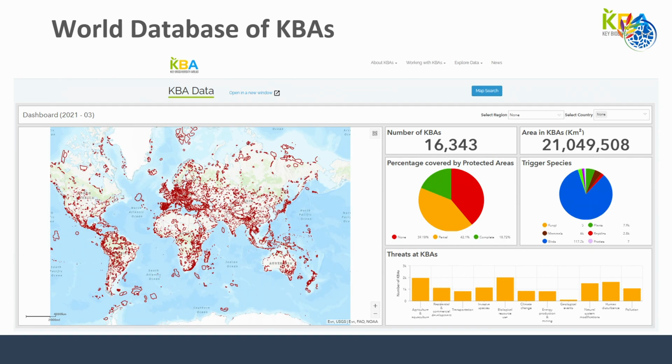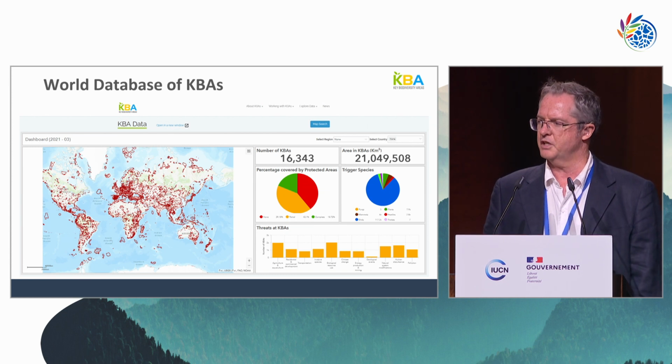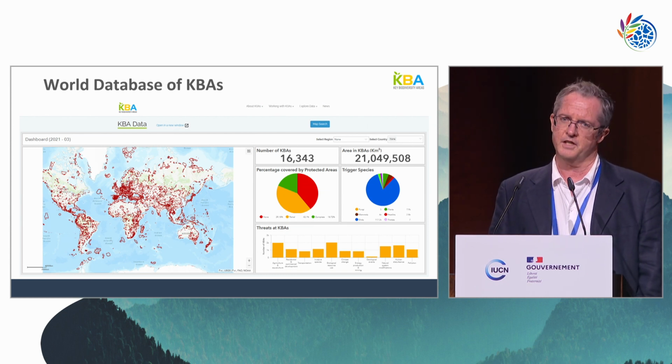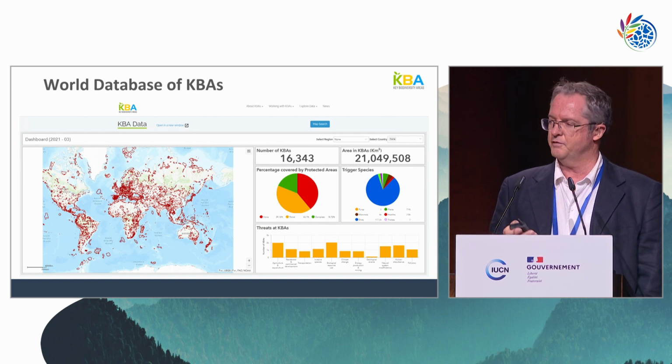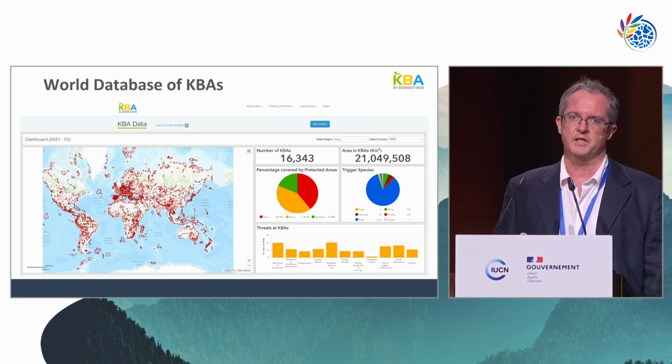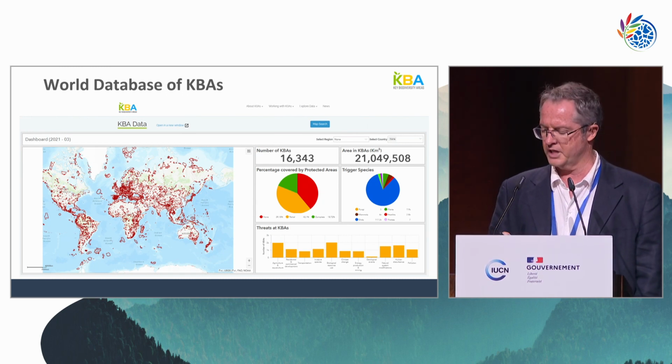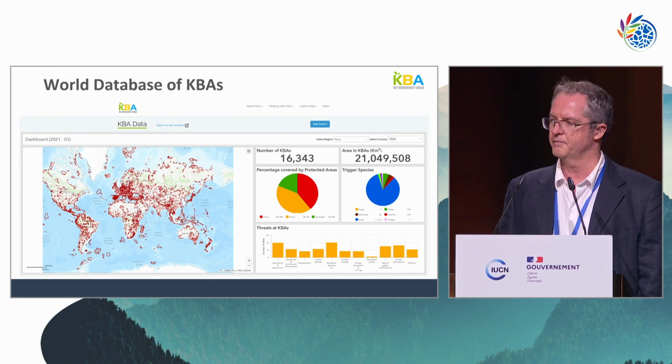There's a world database of key biodiversity areas, which currently holds data on 16,343 of those areas, and they're spread around the world, as you can see from that map. That's available on the website, and anyone can access these data and find out more about each of the sites and what are the species that trigger KBA status at the sites.